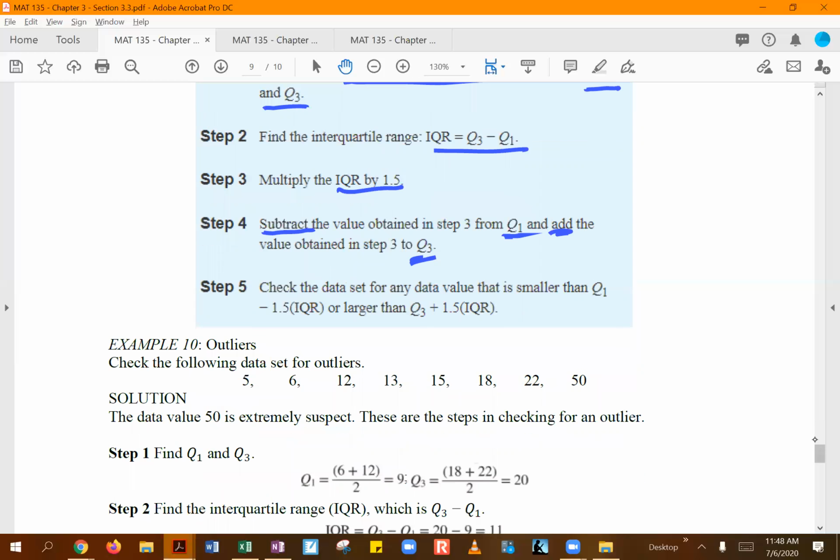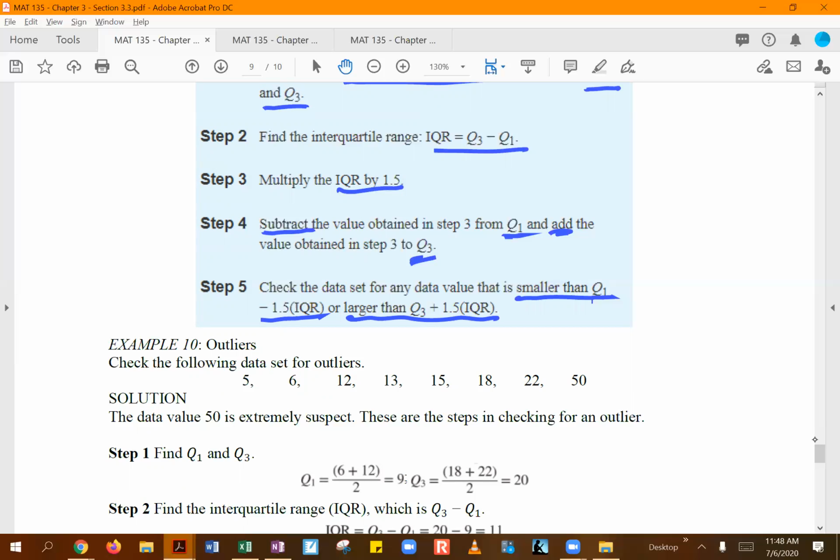And depending on what those numbers come out to be, it gives you a range of data values. If you see a number which is smaller than Q1 minus 1.5 times IQR, or if you have a value in your data set which is larger than quartile 3 plus 1.5 times interquartile range, then those would be your outliers.